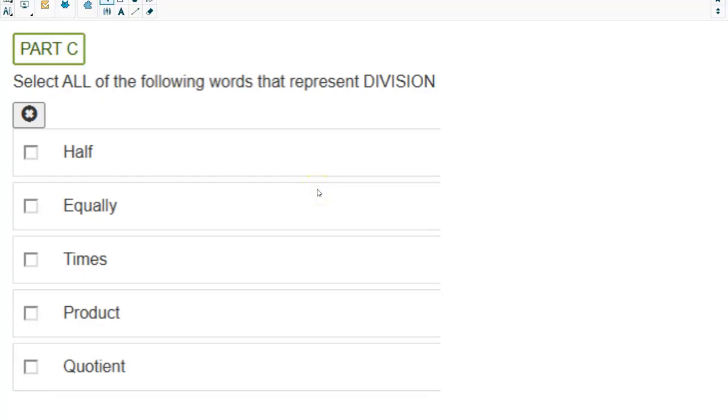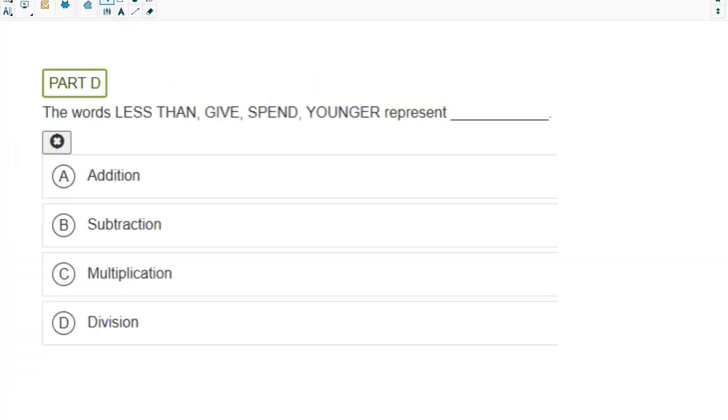And then you're going to answer this question now. You're going to do the same thing here by selecting all of the words that represent division. So I need you to look back at those reference sheets and see which of these words fall underneath the category of division, the operation of division. And then here the words less than, give, spend, younger, those are all taking away, okay? So which operation here, addition, subtraction, multiplication, or division, takes away from what you have?